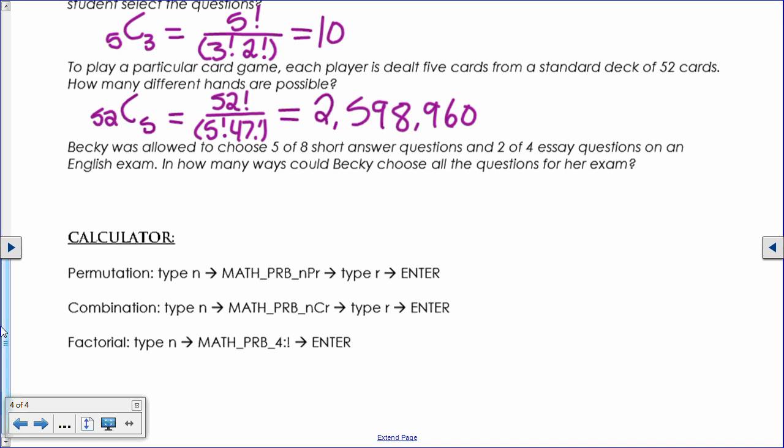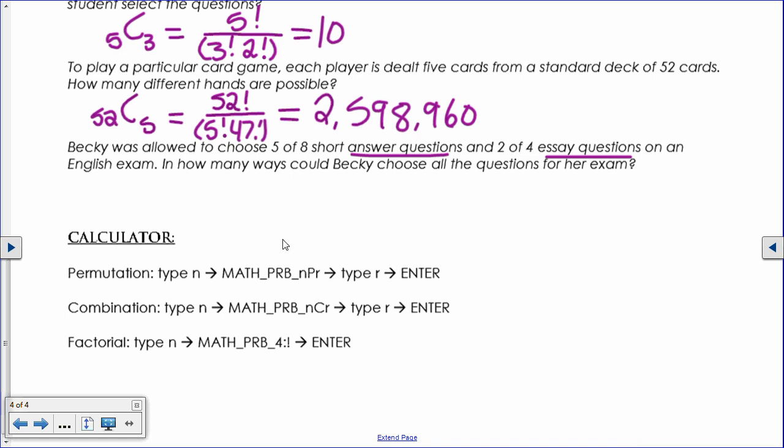Are they both independent? Does her choice of short answer impact her choice of essay? No, so they're independent. So what we're going to need to do is look at this one separate from this one, then we're going to have to figure out what to do once we get those 2 results. The answer is no to that, it's not adding.